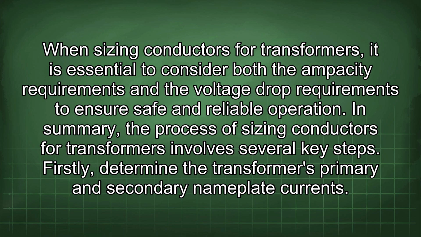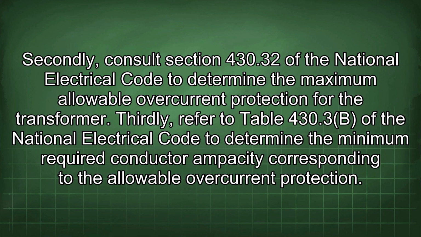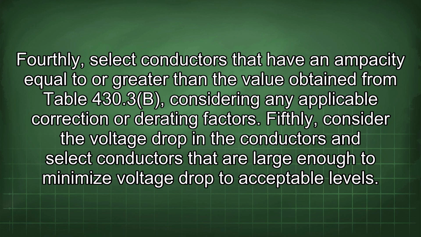In summary, the process of sizing conductors for transformers involves several key steps. Firstly, determine the transformer's primary and secondary nameplate currents. Secondly, consult section 430.32 of the National Electrical Code to determine the maximum allowable overcurrent protection for the transformer. Thirdly, refer to table 430.3b of the National Electrical Code to determine the minimum required conductor ampacity corresponding to the allowable overcurrent protection. Fourthly, select conductors that have an ampacity equal to or greater than the value obtained from table 430.3b, considering any applicable correction or derating factors.